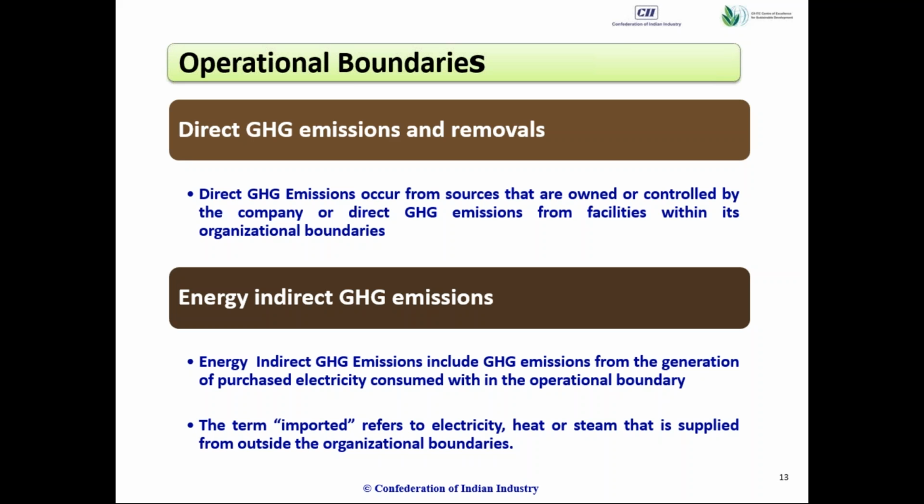The electricity which a company is purchasing from the grid is coming from some power plant. So that power plant would be consuming coal. So whatever electricity we consume within the factory comes under energy indirect GHG emissions. It also refers to imported electricity, imported steam or imported heat.